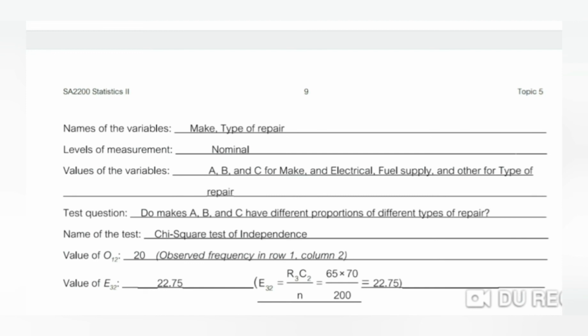The formula given is R3 times C2 divided by N. Row 3 total frequency 65 multiplied by column 2 total frequency 70 divided by 200. So 22.75. This is E32. We have to find E11, E12, E13, and so on: E21, E22, E23, E31, E32, E33. We have to find all 9 expected frequencies in order to compute the test statistic.